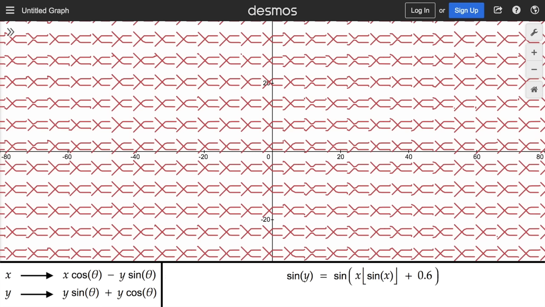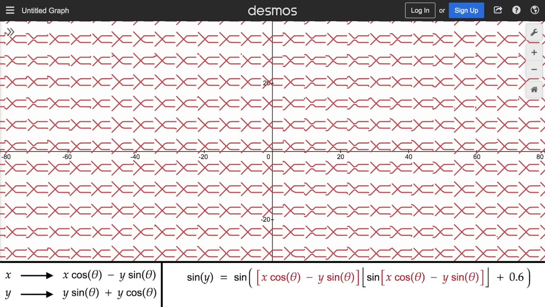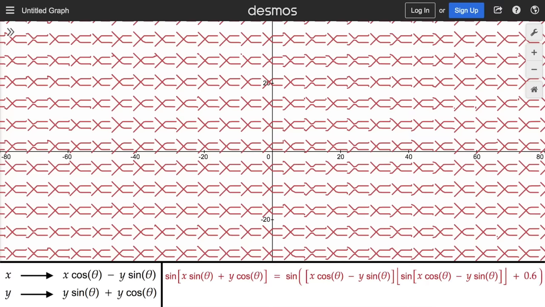Another one. Sine of y equals sine of x times the floor of sine x plus 0.6. Okay, this is just ridiculous. Replace the x's, replace the y's, spin.